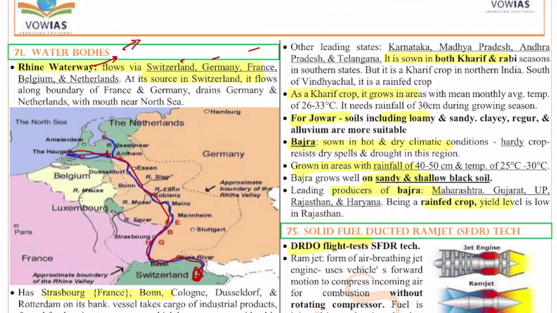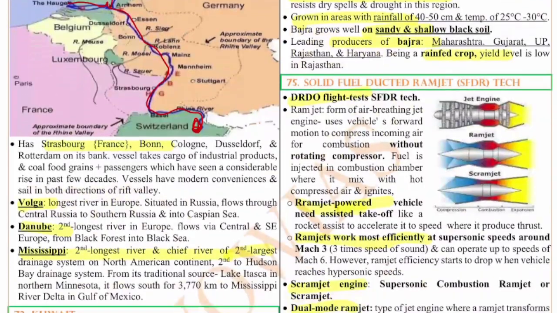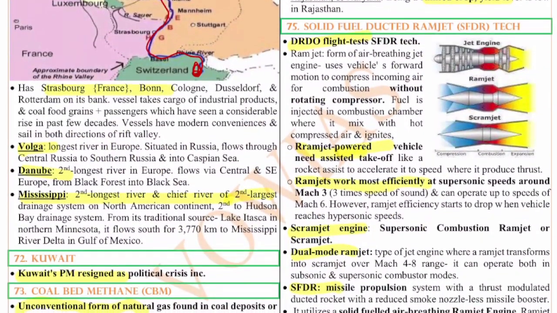This is about the Rhine waterway. It flows along the boundary of France and Germany, drains Germany and Netherlands, with the mouth near the North Sea. The next important river is the Volga. The Volga is the longest river in Europe, situated in Russia. The Volga river is in Russia and it drains into the Caspian Sea.